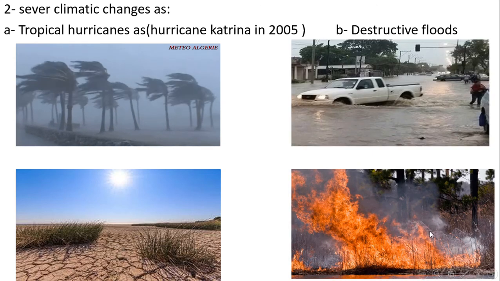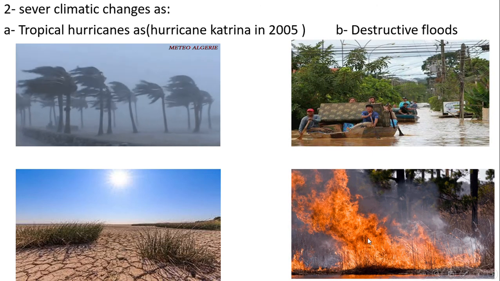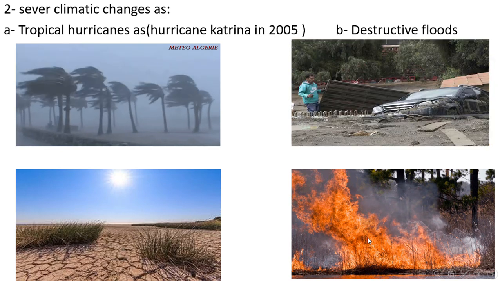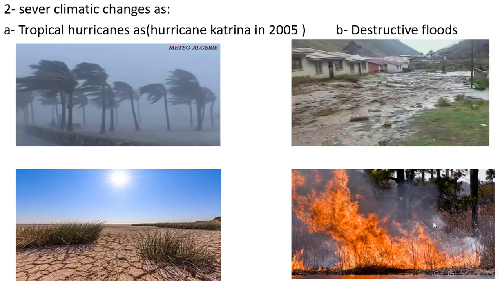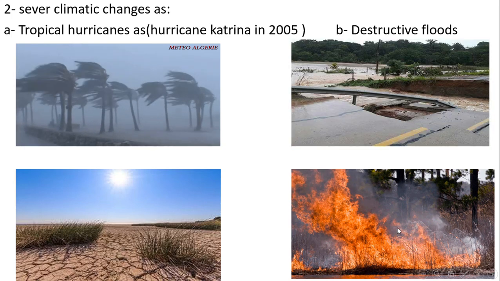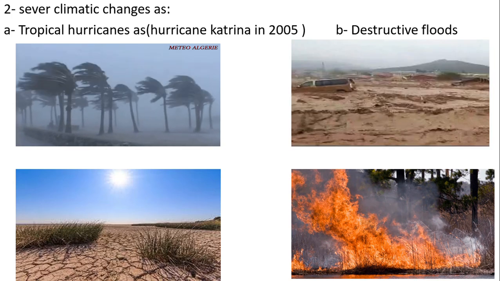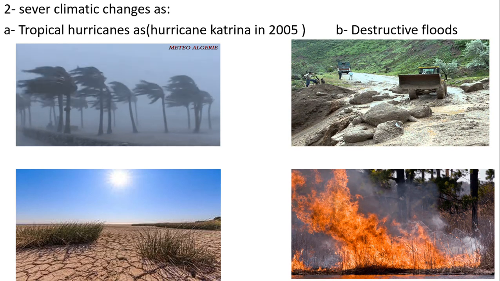Increasing temperature and increasing degree of temperature leads to increasing fire in forests, and increasing fire leads to increasing greenhouse gases, still increasing concentration and increasing temperature.